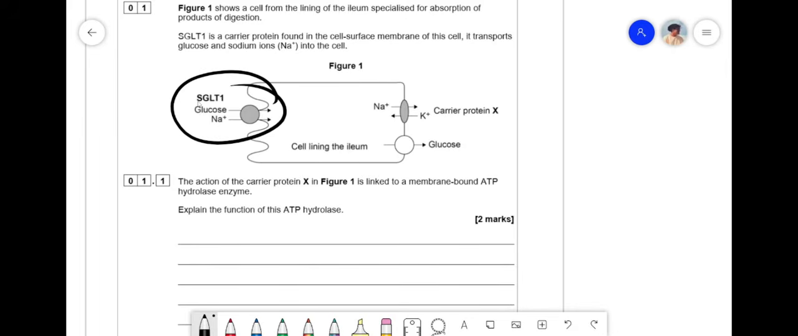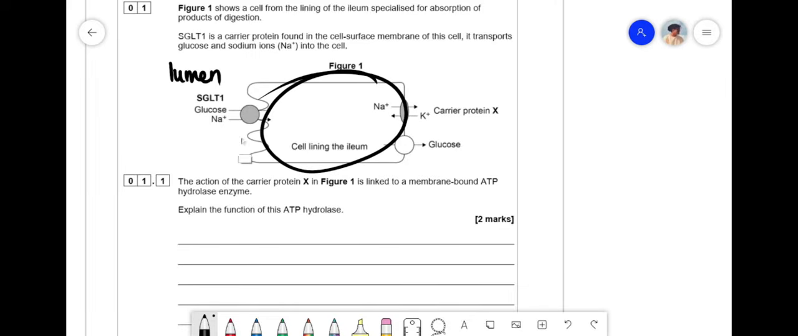For this to work, there has to actually be a concentration gradient to start with, which is why this sodium is being pumped out here and the potassium is being exchanged in its place. As the sodium moves out, the concentration of sodium in the cell drops, meaning that the concentration gradient from the lumen, which is where all the food that you've just scanned is, the concentration is higher here than it is inside the cell. So this facilitates the diffusion of sodium into the cell. As well as that, because this is a sodium glucose co-transporter, the glucose moves along with it.